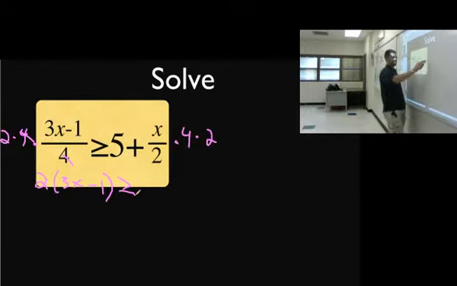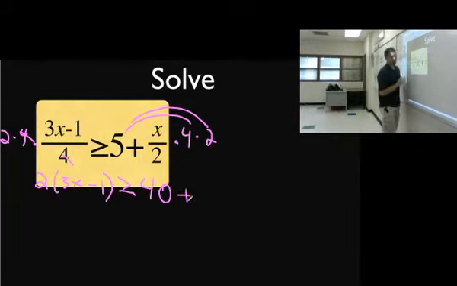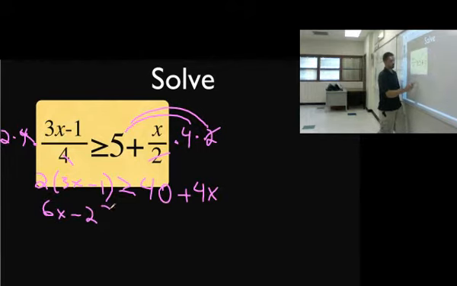Now I've got to distribute this 4. It's going to be 4 times 5. I also got to multiply that 5 by 2. So 5 times 4 times 2 is 40. Plus, the 2's cancel out, right? That's why we multiplied by 2 to begin with. So I've got plus 4x. Okay, and now I've got to distribute the 2. 6x minus 2 greater than or equal to 40 plus 4x.